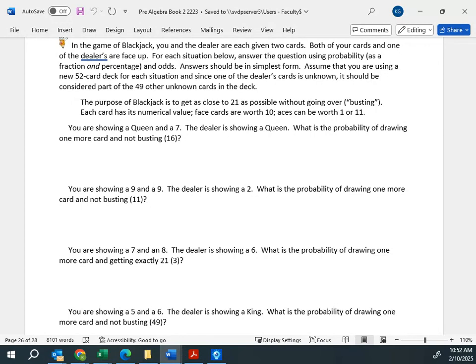You are showing a queen and a 7. The dealer is showing a queen. What is the probability of drawing one more card and not busting? So if we are at 17, and we want to get to 21, what is our probability? So we see that number 16 here. What is that 16 telling us?